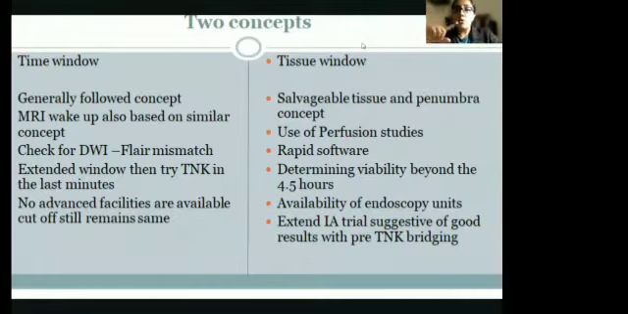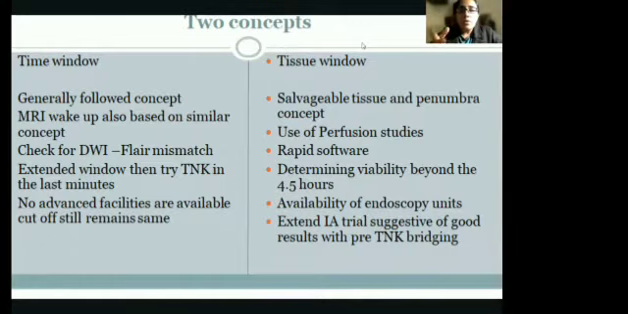You do the MRI if you don't know the last seen normal, because you don't know the time of onset. You look into the DWI or the FLAIR mismatch. If there is a DWI small infarct, but a very big FLAIR, which means already the tissue is dead, it cannot be salvaged or reperfused. Even after the reperfusion, the patient might bleed rather than actually be benefited.